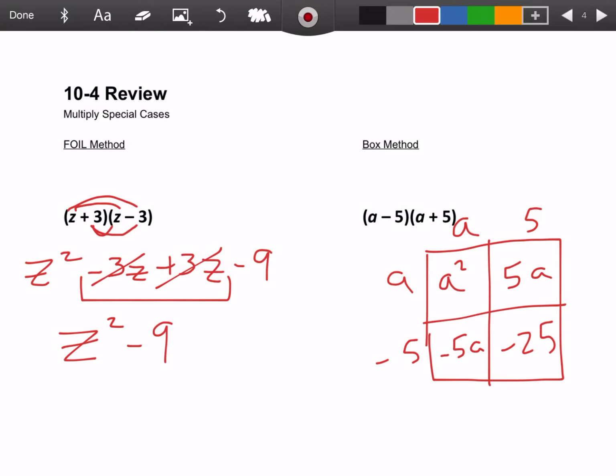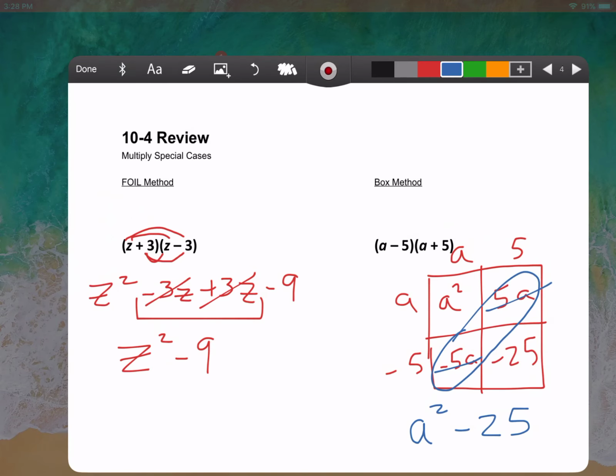And then something similar happens over here, even if we're doing the box method. If we have an a here, negative 5, a, and a positive 5. So in the upper left-hand corner, that would be a squared. This would be 5a, 5 times a, and then we have a negative 5a, and we have negative 25. And once again, once we go to combine those diagonal terms, those cancel out. We have negative 5a and 5a. And then that would simplify to a squared minus 25.